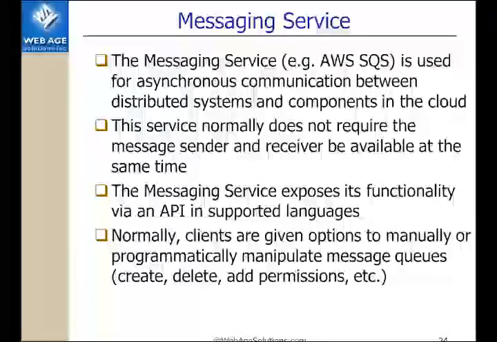So messaging is represented by the actual service running on the infrastructure. In the case of Amazon Web Services, you would have a simple queuing service, which is definitely not as sophisticated as IBM messaging products like WebSphere MQ, or like Tivoli, TIBCO, or any other services of that type. But it gives you a very modest support in this area.